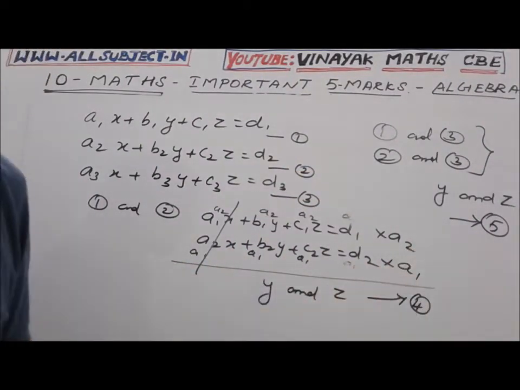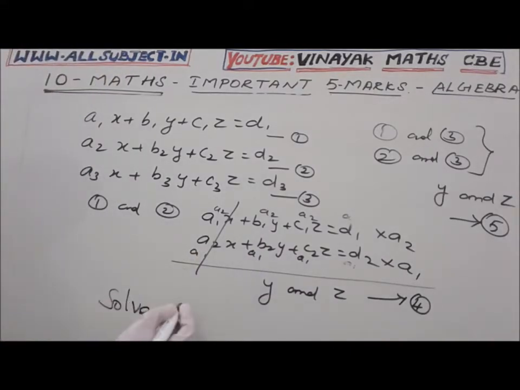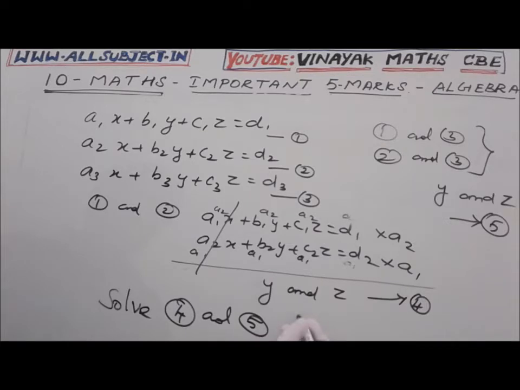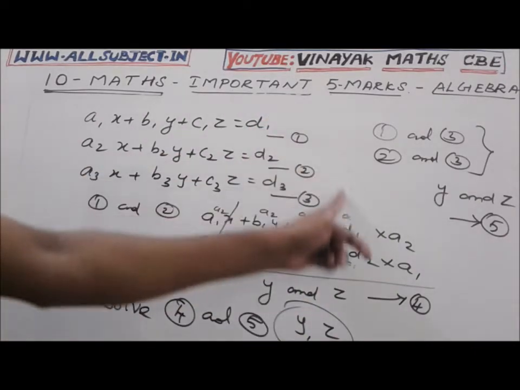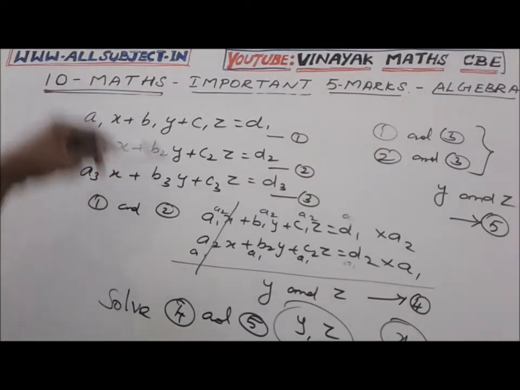Now 4 and 5 are only in terms of y and z. So solve equations 4 and 5, and you will get the values of y and z. Substituting these y and z in any of the first three equations, you will get the value of x. This is the process of finding solutions of a system of three linear equations in three unknowns.